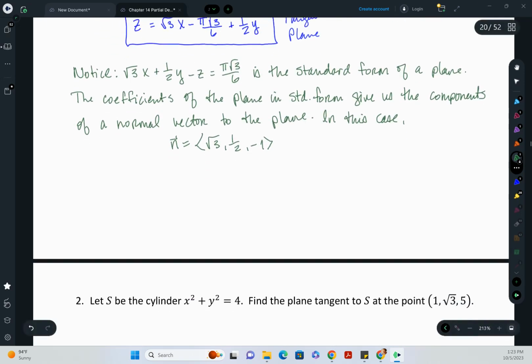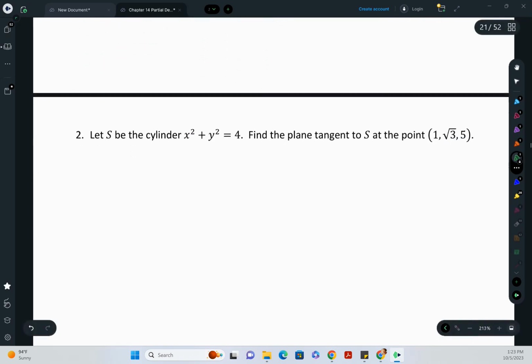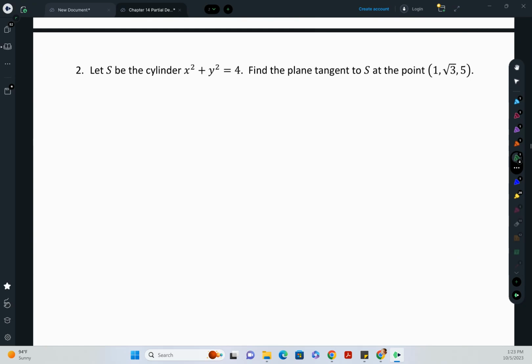All right, next problem is kind of different, and I chose it because it is so different, and it requires us to do things different from the previous problem. So in number 2, S is a cylinder, x squared plus y squared equals 4. We're going to find the plane tangent to S at the point 1, root 3, and 5.